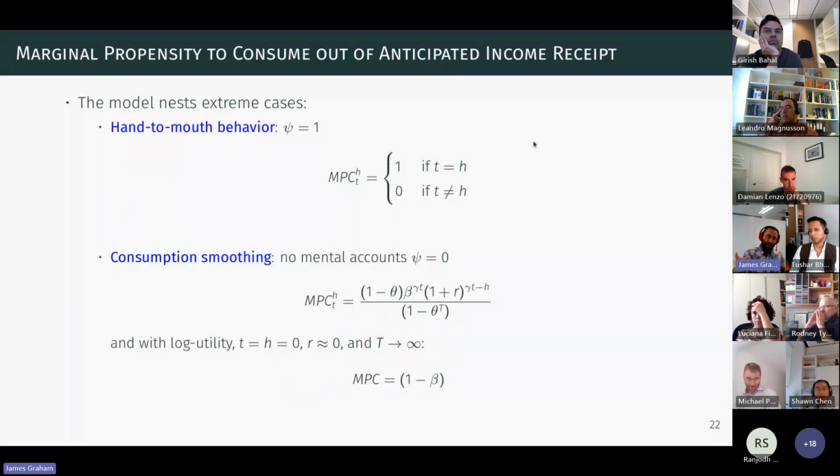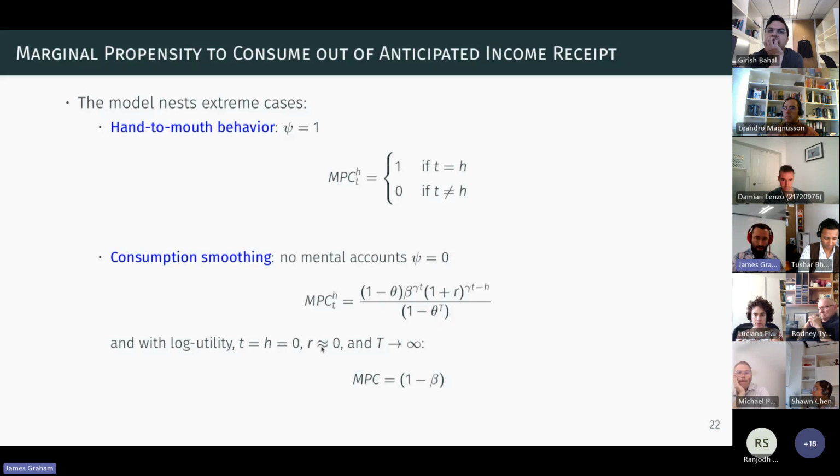We can take that function and write down extreme cases here. So the simplest extreme case is simply to set the penalty equal to the maximum value of 1. And in that case, we basically get hand-to-mouth behavior. So households are going to spend only on the day the money comes in, but not on any other day. Then, in the other extreme, we're going to turn off mental accounts. And then you have an MPC that looks like this. It looks a bit confusing at the moment, but we can simplify it.